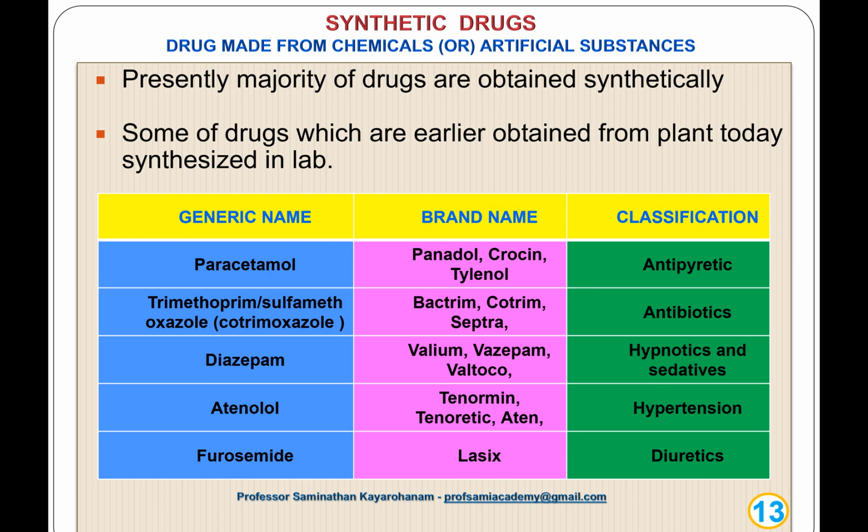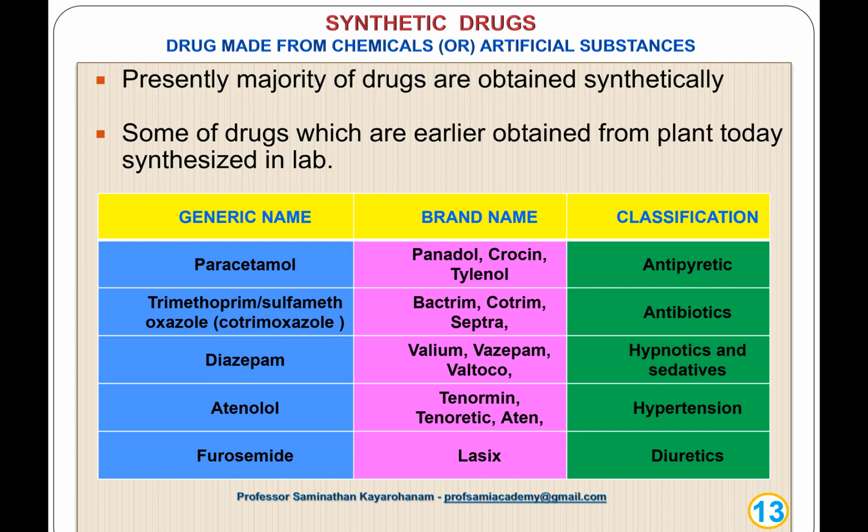Generic name cotrimoxazole is a combination of trimethoprim and sulfamethoxazole. Brand names Bactrim, Cotrim, Septra. It comes under the classification of antibiotics. Generic name diazepam. Brand names Valium, Vazepam, Valtoco. It comes under the classification of hypnotics and sedatives.